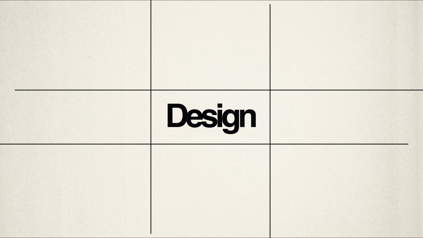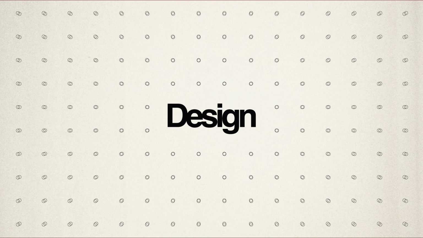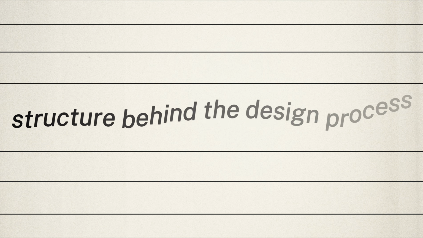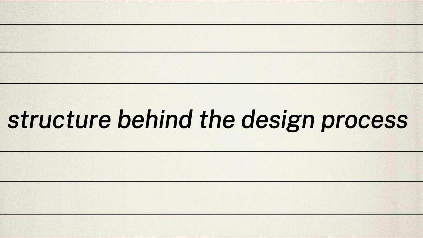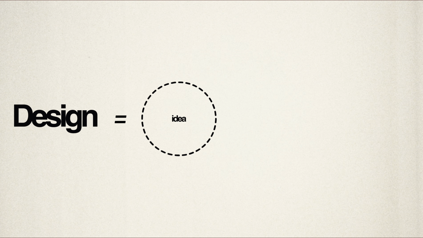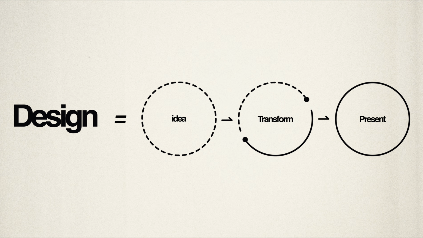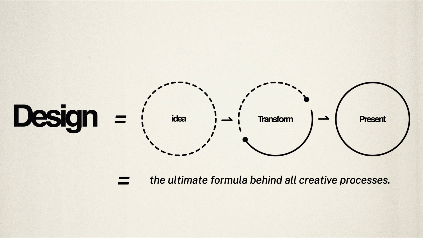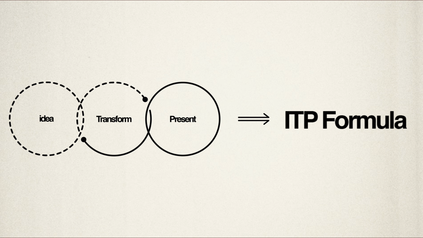When beginners struggle with design, it's usually not because they lack ideas. It's because they don't see the structure behind the design process. Every design can be understood through 3 systematic steps: idea, transformation, and presentation. This is the ultimate formula behind all creative processes. Let's call it the ITP Formula.